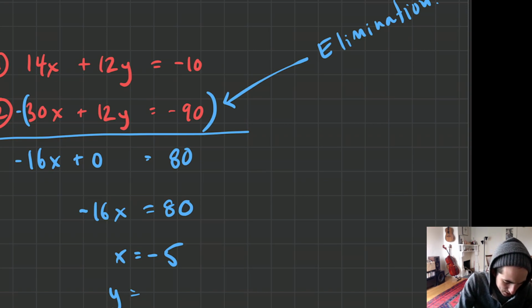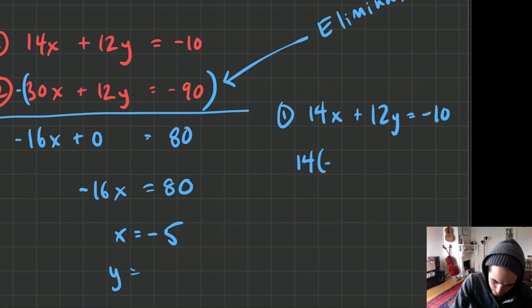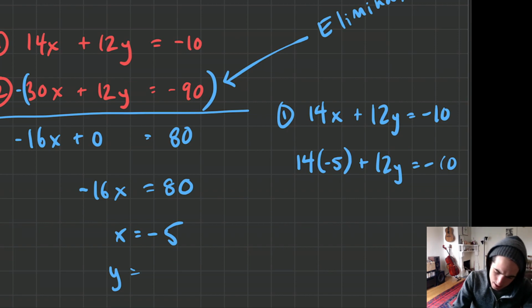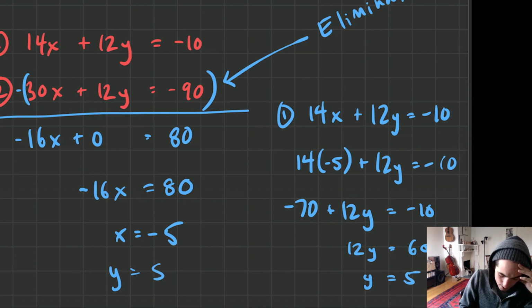Okay, so let's choose equation 1, and I've got 14x plus 12y equals negative 10. And we've said that x is equal to negative 5. So I've got 14 times negative 5, plus 12y equals negative 10. Negative 14 times 5, that's a negative 70, plus 12y is equal to negative 10. I'm going to add 70 to both sides, so that gives me 60 over here. I've got 12y equals 60, so y is equal to 5. So y is equal to positive 5.